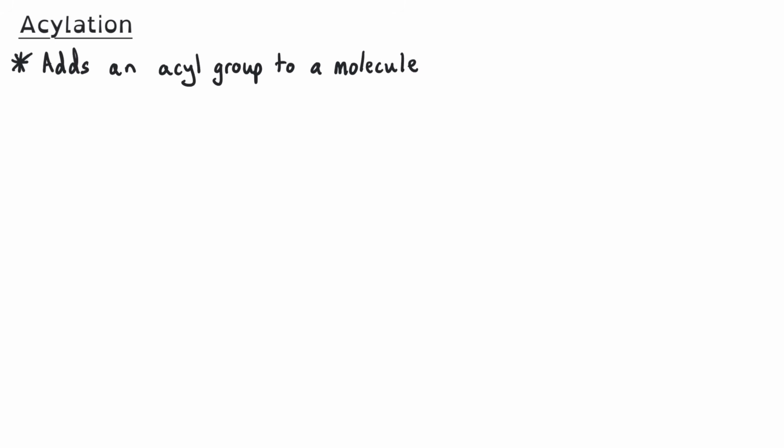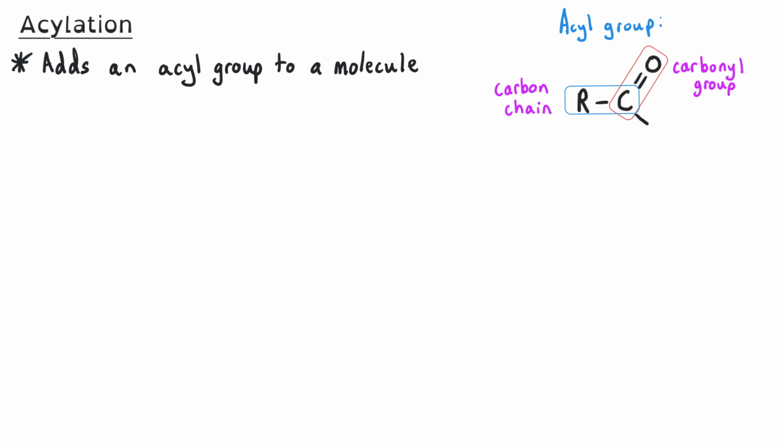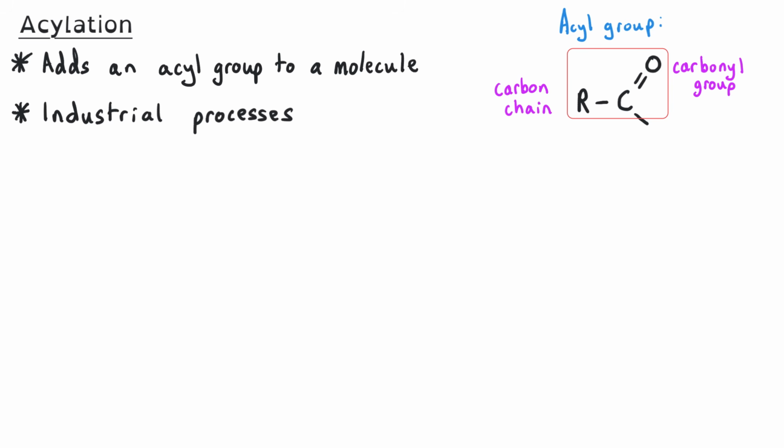reactions. Acylation is a very common step in an organic synthesis, and it involves the addition of an acyl group to a molecule. And an acyl group typically looks like this, where we've got a carbonyl group connected to some kind of carbon chain, which could be any length. This is an important step in many industrial processes, for instance in the production of drugs such as aspirin.